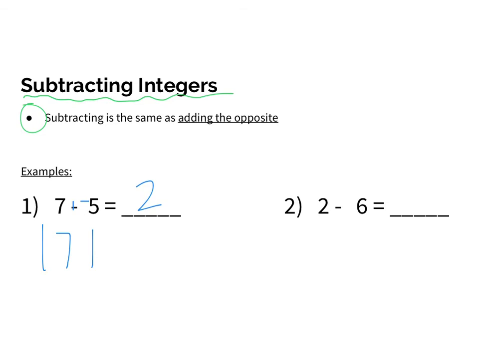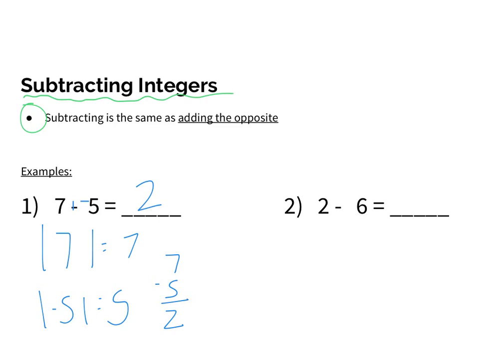Think about our integer rules. We find the absolute value of both of them. We subtract it. So we keep 2, and we keep the sign of the larger number. All we're doing is continuing to use our integer rules, but by adding the opposite.